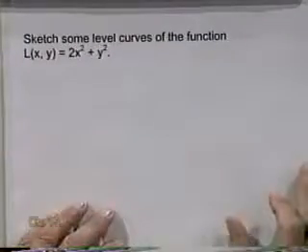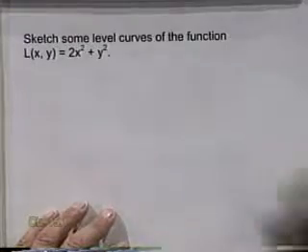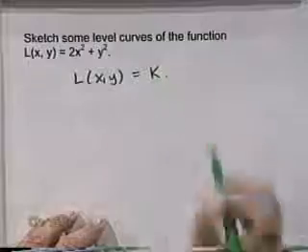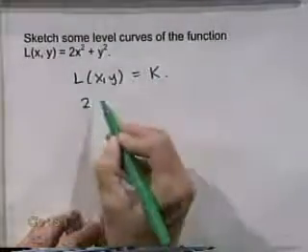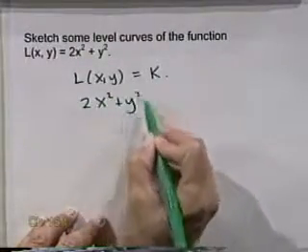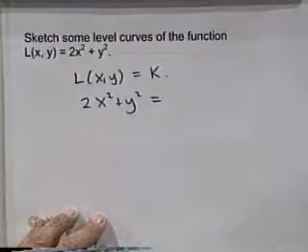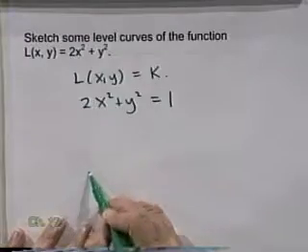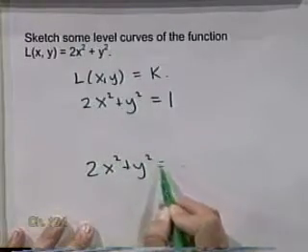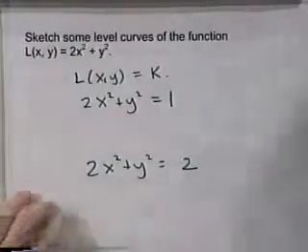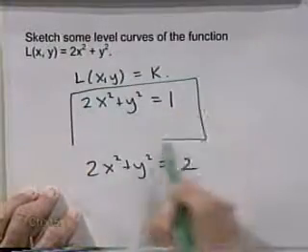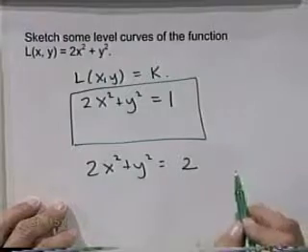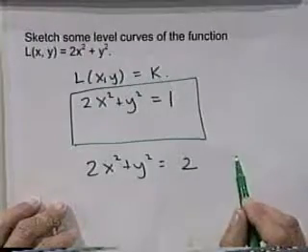Sketch some level curves of this function. Let's talk about it. What if I want L of xy to equal some constant k? And I get 2x squared plus y squared equal to some constant k. Let's let k be 1. Or why don't we try k to be 2, or k to be 3. What's the graph of this going to look like? What's 2x squared plus y squared equals a positive number look like? What is it? It's an ellipse.